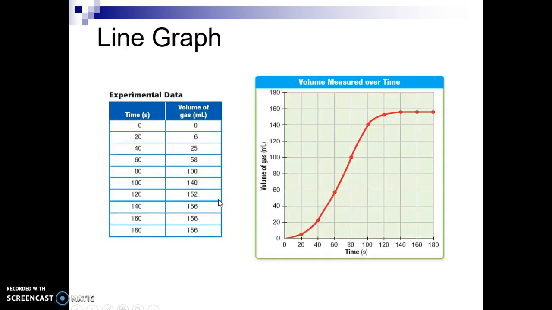Line graph. In a line graph, there is a quantitative variable versus another one. The other variable also has quantitative data. So when both variables are numbers, you use a line graph to compare those.